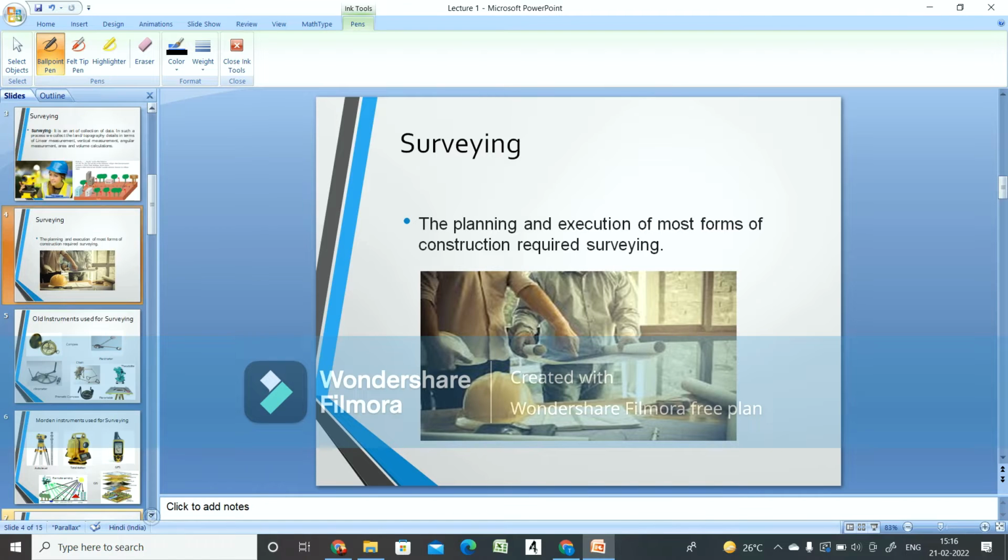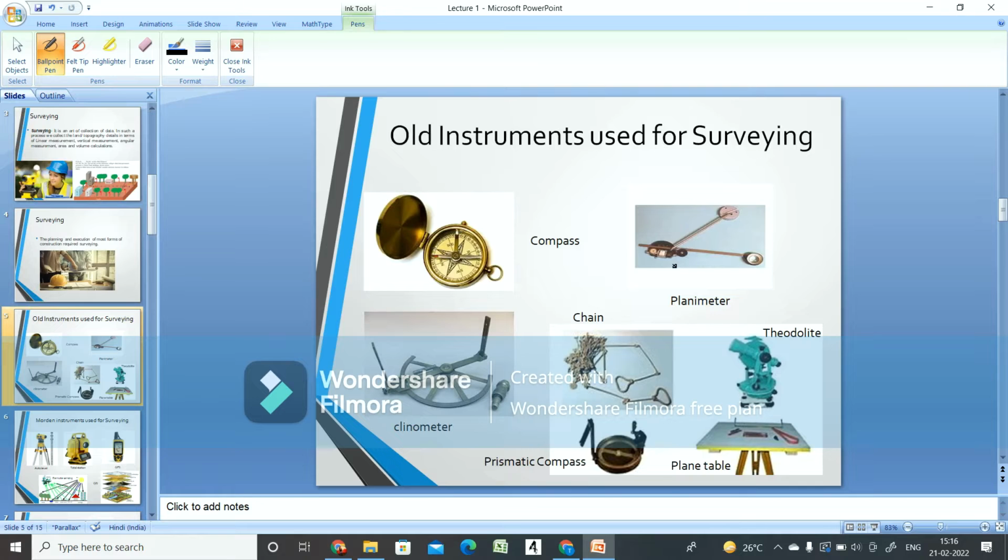Okay, now next, if we talk about the old instruments that we used for surveying, initially we used the compass, planimeter, clinometer, chain, theodolite, plane table, and prismatic compass. So these were the old instruments that we used in earlier ages.